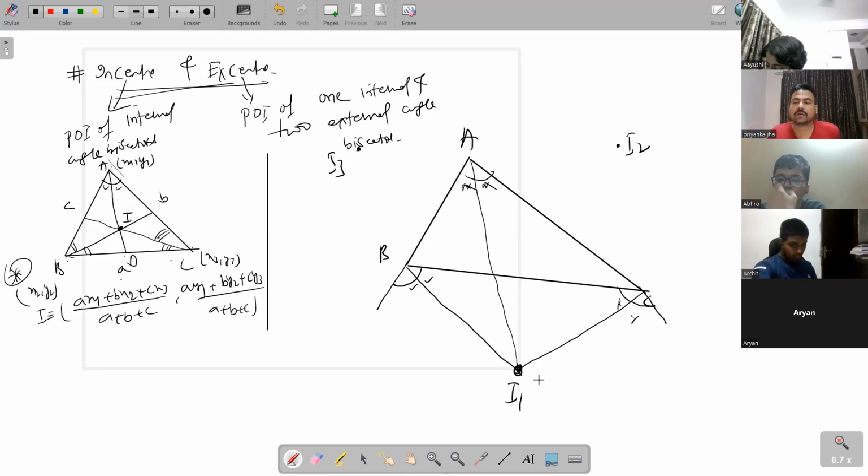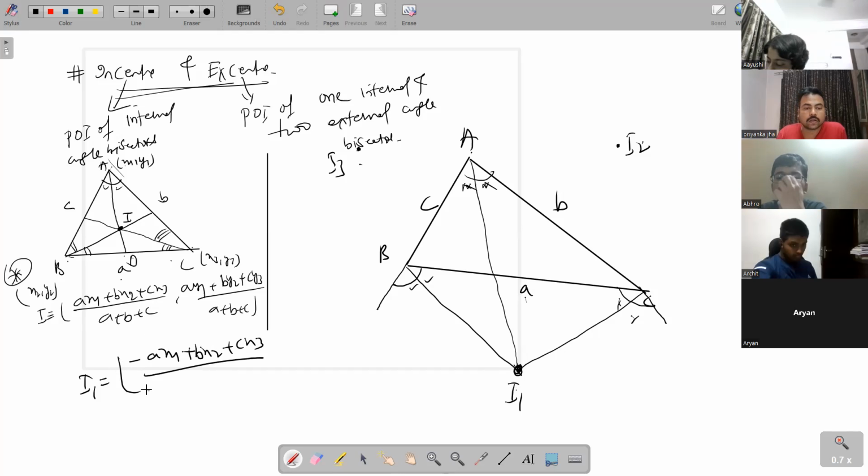Now we have to find the coordinates of these. See, I1 is the excenter opposite to A, I2 is the excenter opposite to B, and I3 is the excenter opposite to C. So I1 is opposite to A, so we will use the coordinates of incenter only. What I'll do is just put minus a instead of a. The rest of the things will remain the same. Everywhere put minus a instead of a.